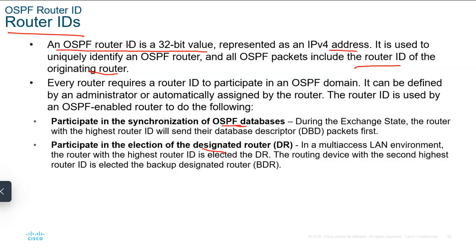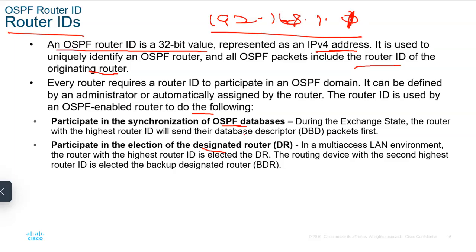So the router ID is a 32-bit value represented as an IPv4 address. You can state it as 192.168.1.1, something like this, but do not put the subnet mask. It is used to uniquely identify the OSPF router, and all OSPF packets include the router ID of the originating router. So every router requires the router ID to participate in the OSPF domain. So why do we need the router ID? It is used by an OSPF-enabled router to do the following: participate in synchronization of the database.